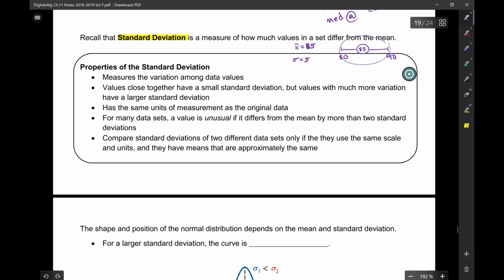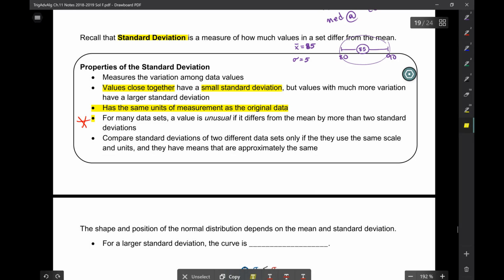So let's look at some things here. Values that are close together have a small standard deviation. So if everybody got in the 80s, then there is a very small spread because most of the people got very close to the average. Standard deviation has the same units of measurement as the original data. So if it's test scores in percent, then it's percent. Okay, this is important.